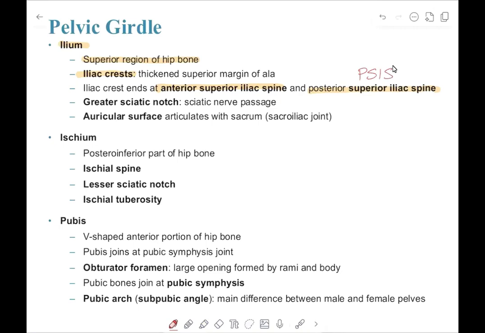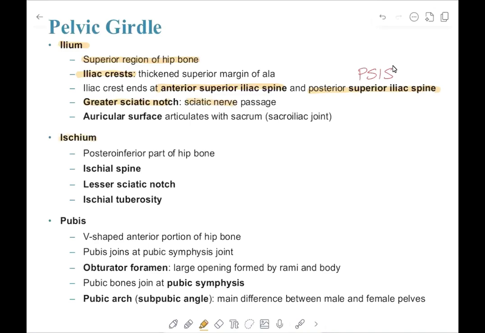In fact, when you look at a young female in a bikini, right above where the bikini line, the waistband, is, you'll see two deep depressions. Those depressions are where the posterior superior iliac spine is. Also in the ilium is the greater sciatic notch for the sciatic nerve to pass.